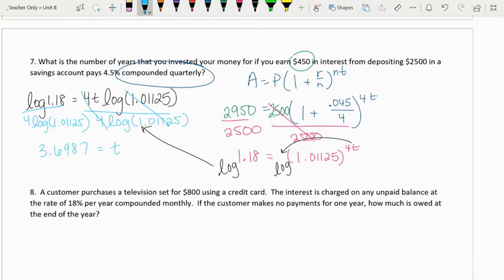And we're talking years here. You're welcome to just keep it as like 3.7, or you can round up or you can round down. In this case, it's pretty close to 4, so I'm going to say 4. Again, I would take 3.7. I would even take 3.